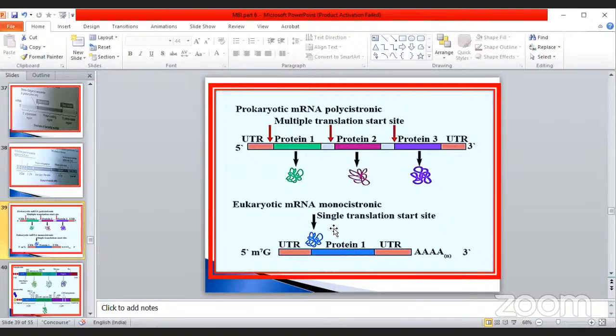In the highly developed organism, only one starting codon, one starting site, is present. So it is monocistronic in nature in higher animals. In lower organisms, it is polycistronic, where more than one translation start site is present. That is the difference between them.